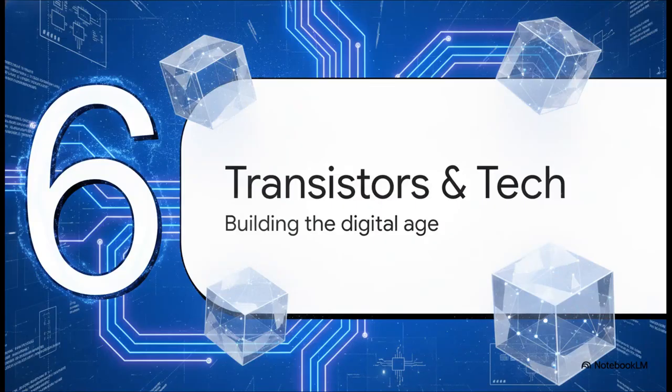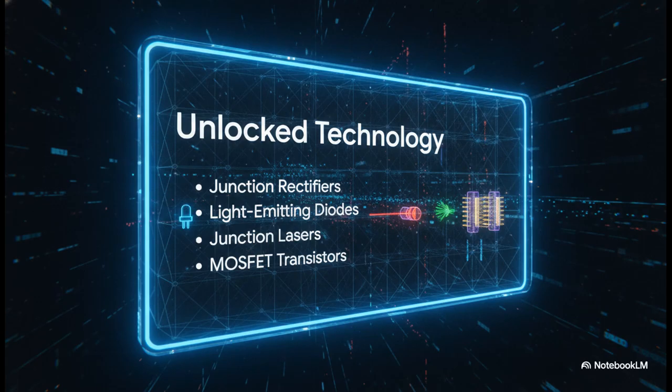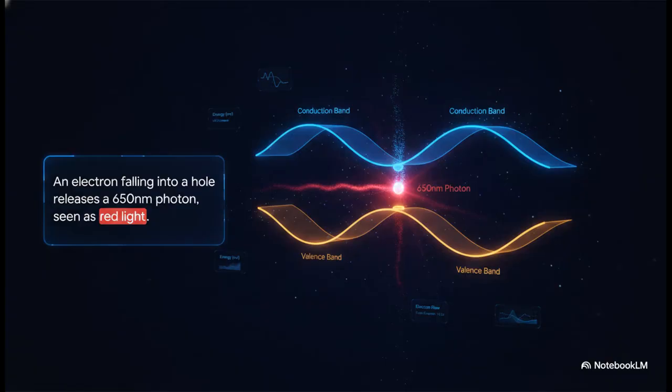Which leads us to our final section, Part 6, Transistors and Modern Tech. This simple PN junction barrier, it is the fundamental building block for almost every piece of digital technology you use on a daily basis. We're talking junction rectifiers that convert alternating current to direct current, light-emitting diodes, junction lasers that read optical discs, and, of course, the almighty transistor. Let's look at a really fun example.